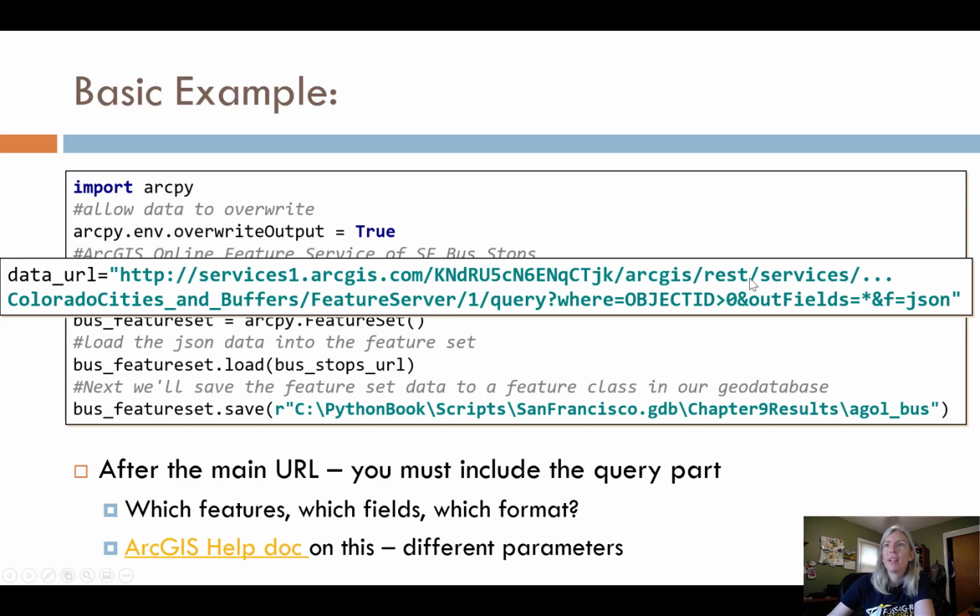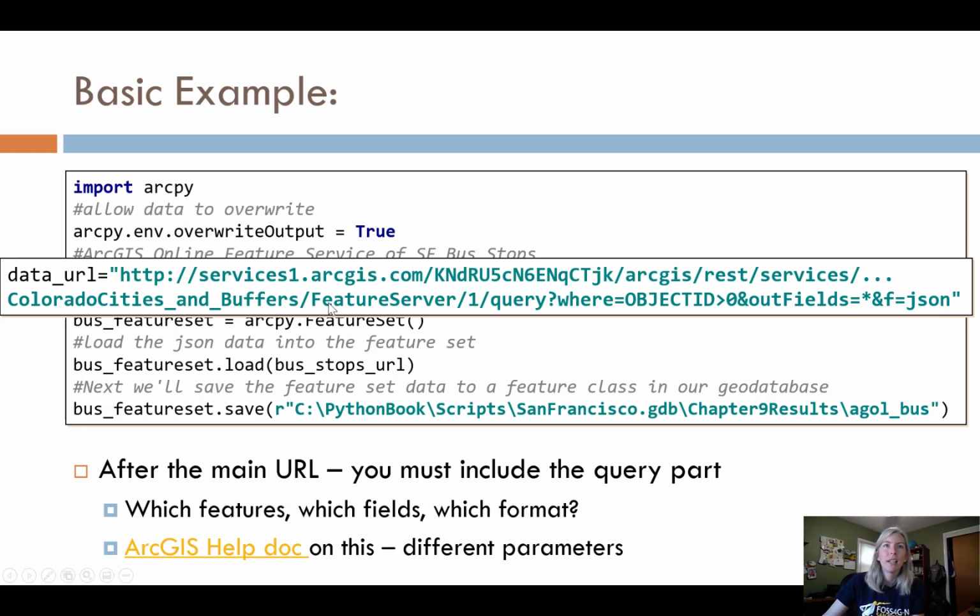So we have our basic URL, which goes up to here, I think. And then we have a number 1, and then we have query question mark where object ID is greater than 0 and ampersand, outfields equals star, and F equals JSON. So these are the pieces that you need in order to get the right thing out of the feature service. It's kind of like doing a query. It is doing a query.